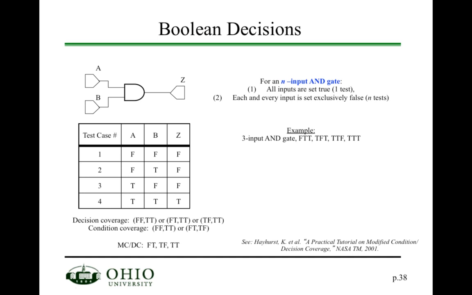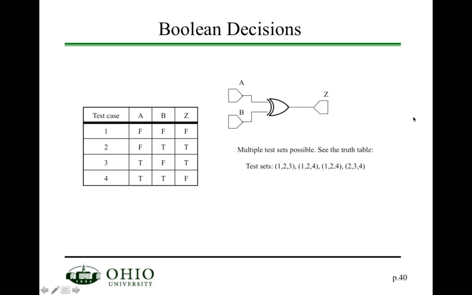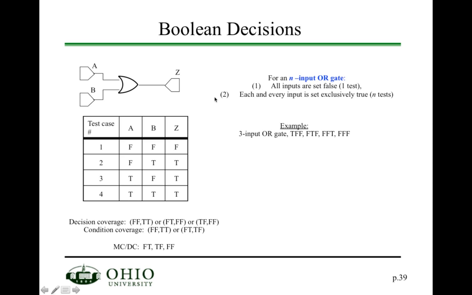Now an OR gate, oops, let's go to the next slide. An OR gate is kind of similar, but in this case the test cases include first setting all the inputs to false, and then set each and every input exclusively to true. Because remember, in an OR gate you can only get false as an output result if all the inputs are false. If one or more is true, then the output of this decision is true too. So you need to include the test case in which all inputs are set to false.